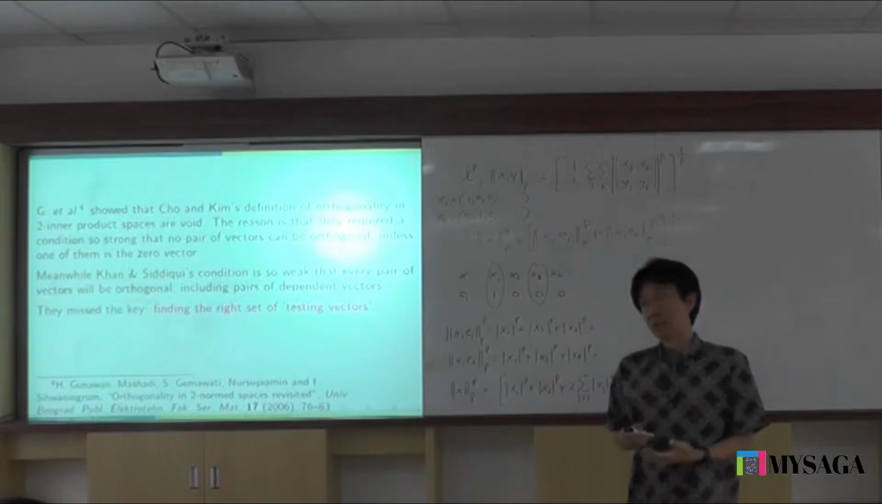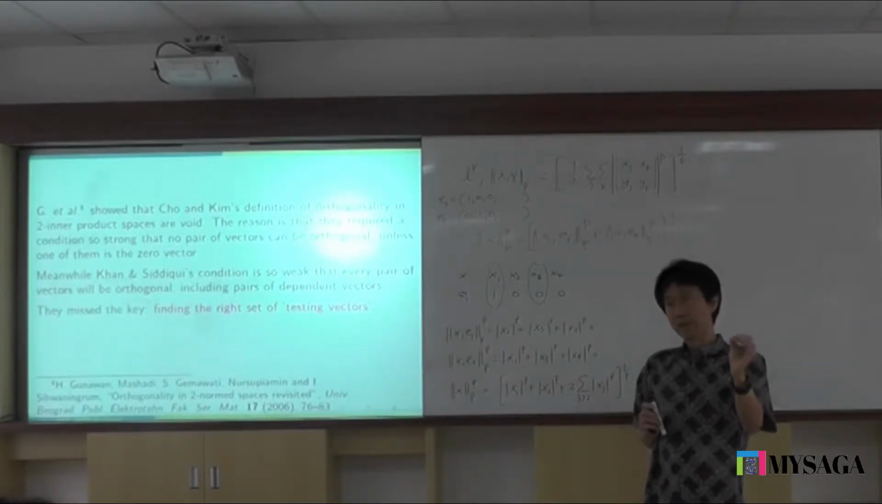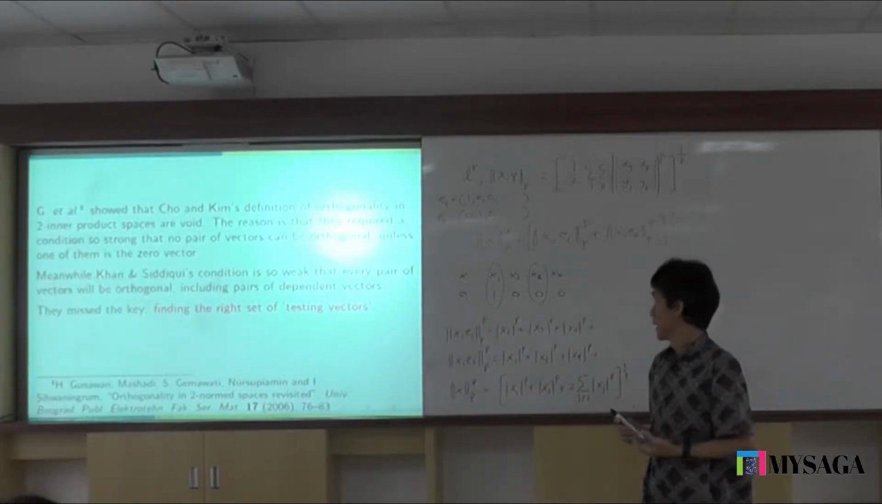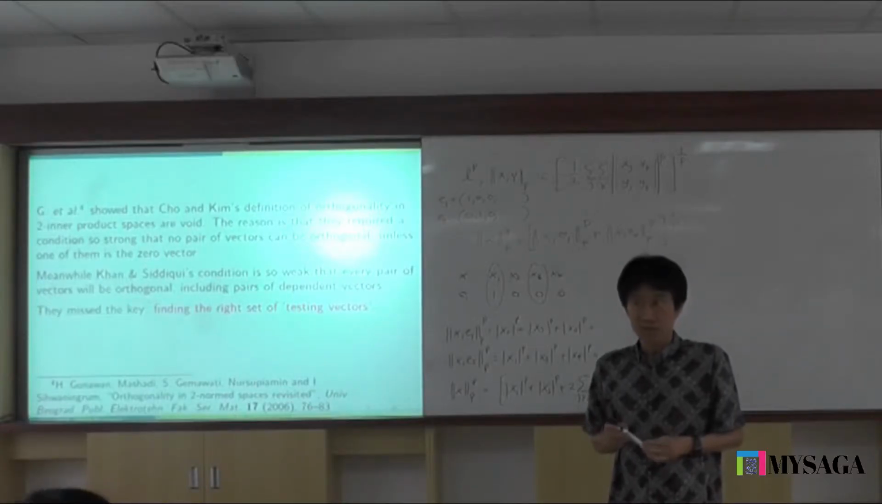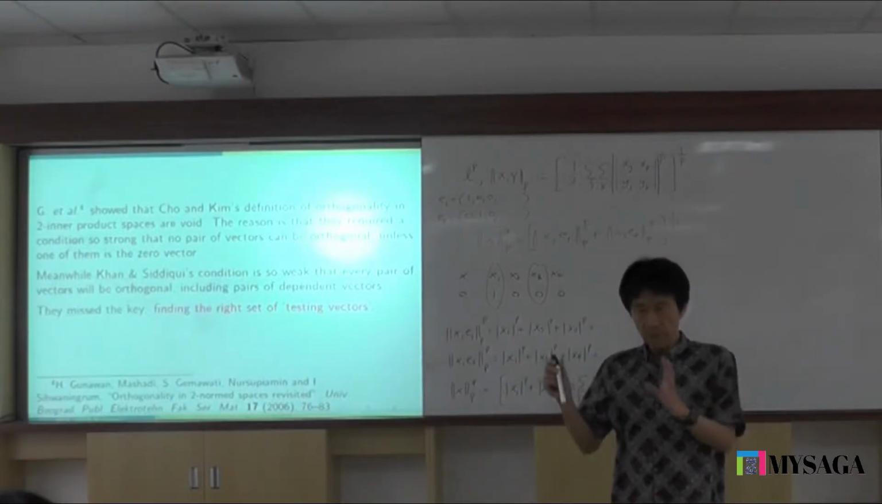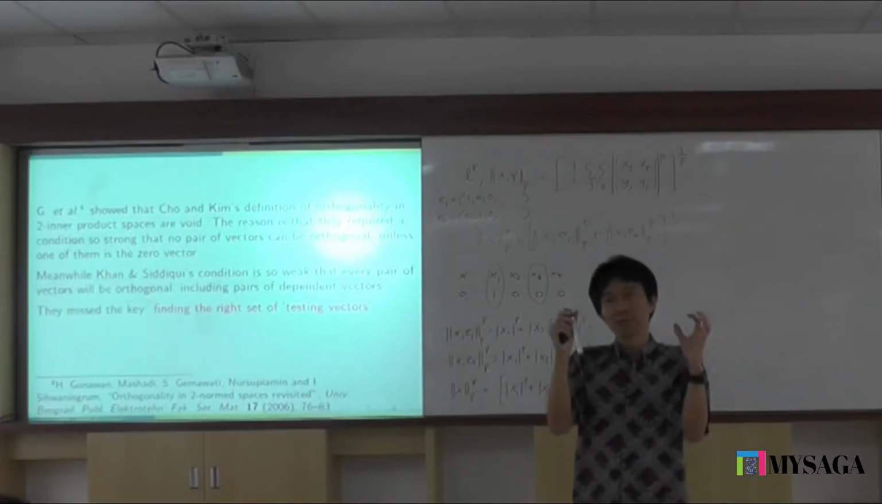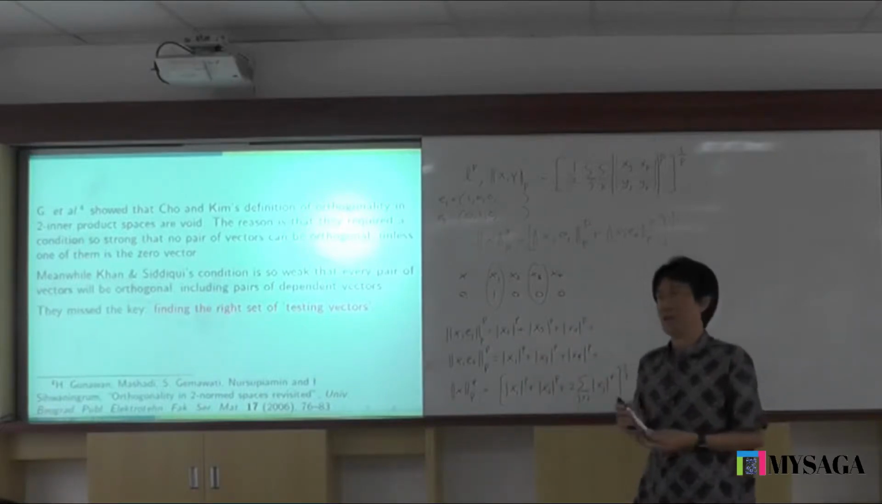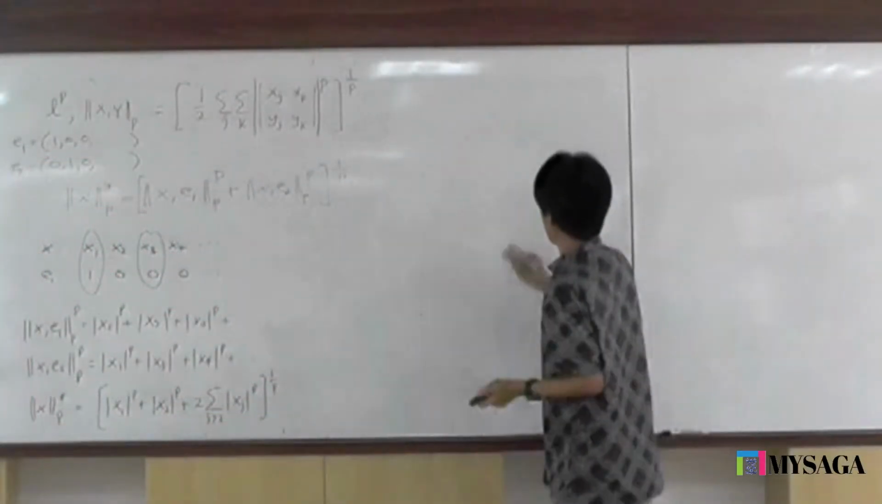As I've shown you yesterday, the problem of finding the right set for z is very important in this business. So I call it the set of testing vectors. And for orthogonality, this business is a bit tricky. You don't want to have too many, but you don't want to have too few either. You have to have the right number of testing vectors. That is the key. So imagine, I'll draw a picture here.